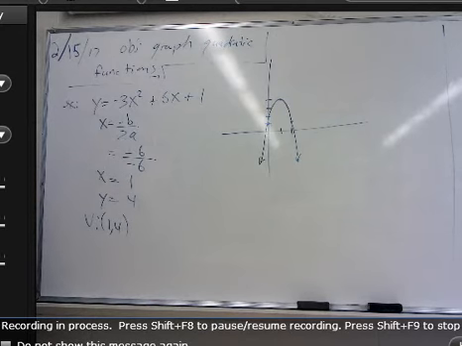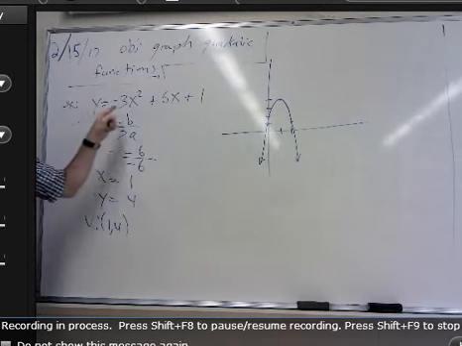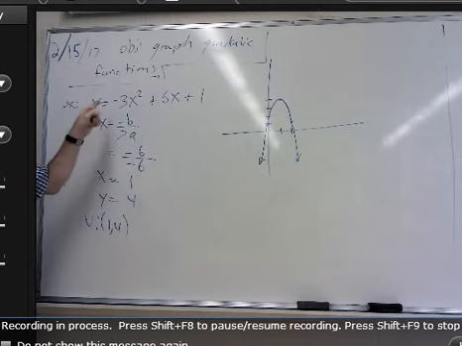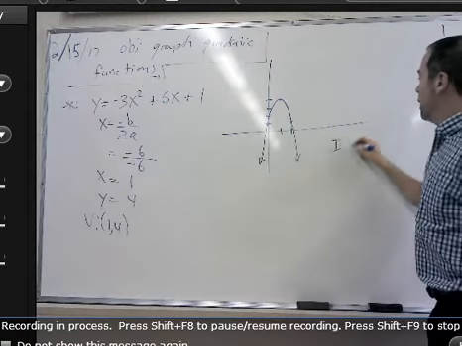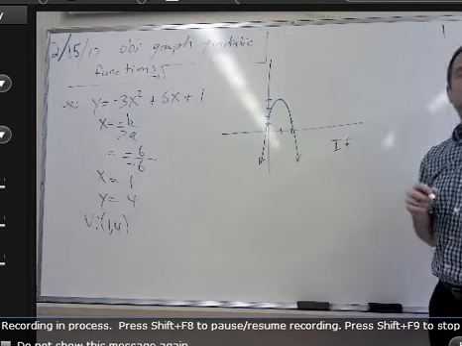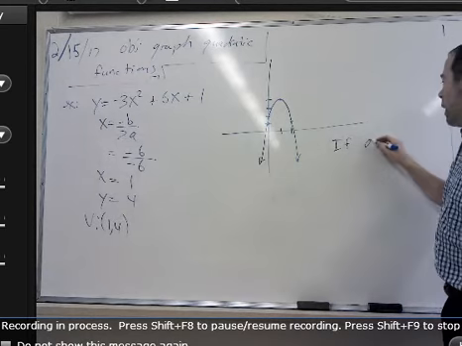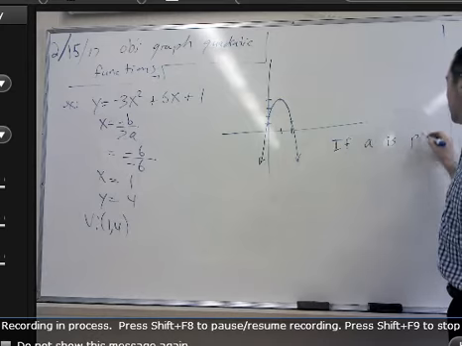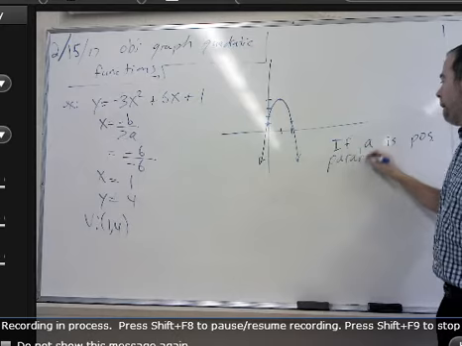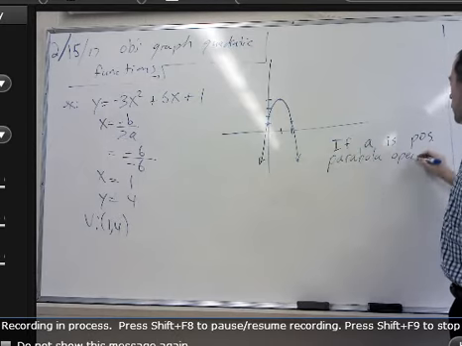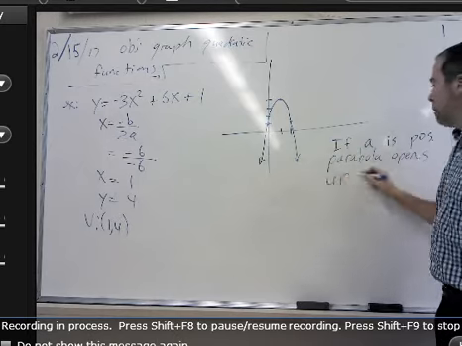So we already have this nailed down. If A is positive, the parabola will open up. If A is negative, the parabola will open down. Could it open sideways? Only if we have y squared. So if A is positive, the parabola opens up.